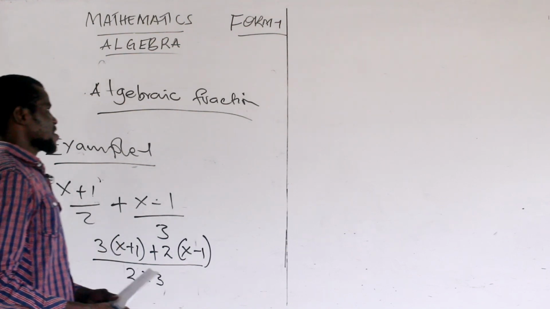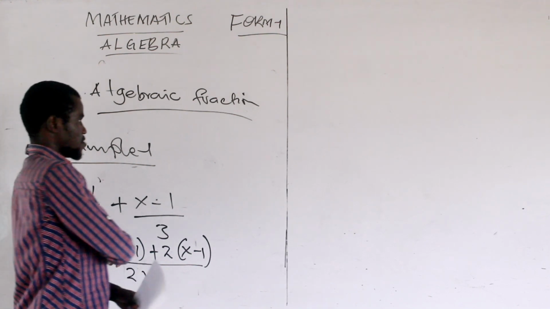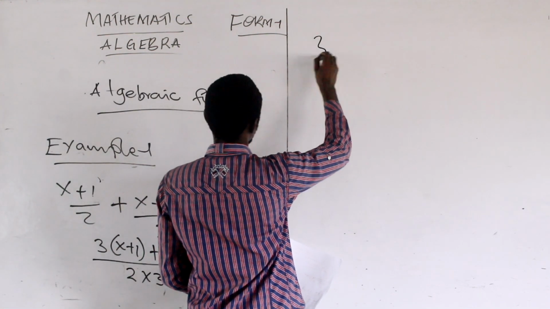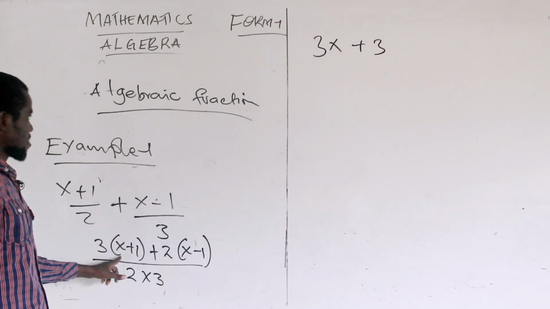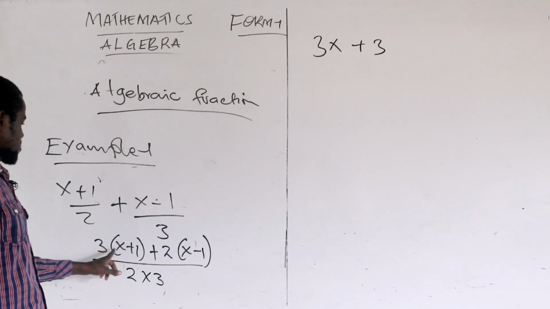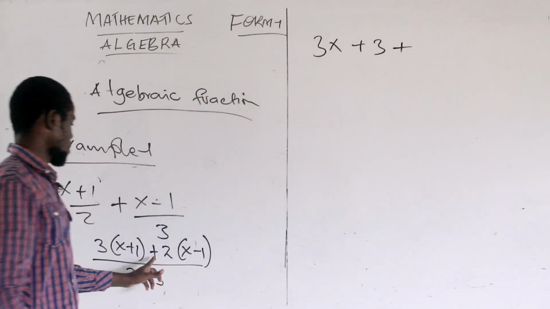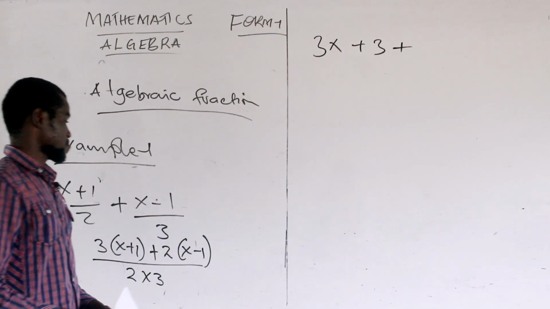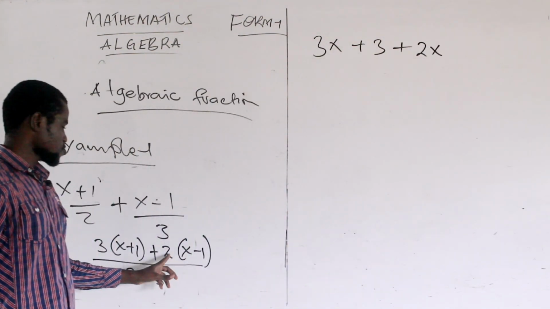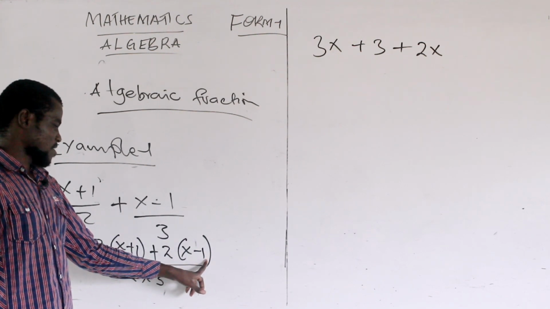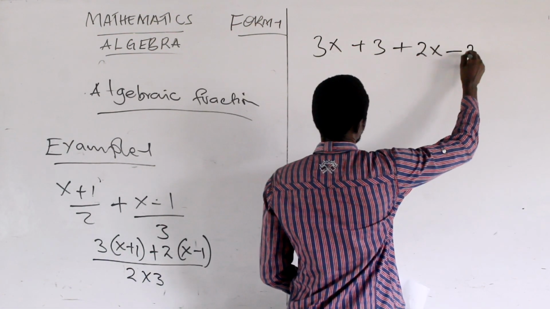Then in the numerator, your next step, open the bracket. When you open the bracket, you will have 3x plus 3. 3 times x gives you 3x. 3 times 1 gives you 3. You continue plus, because I have a plus here. Then 2 times x gives you 2x. Then again, 2 times 1 gives you 2. Remember here there is a negative, so I will have negative 2.